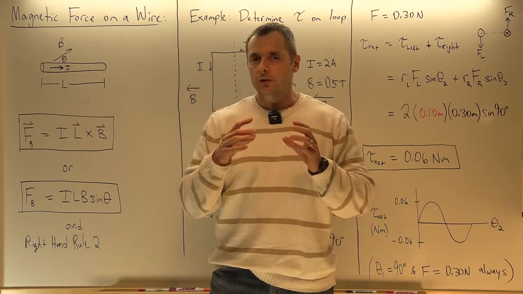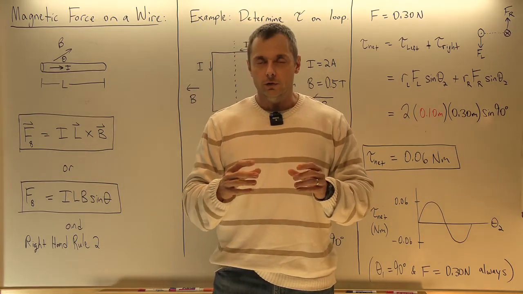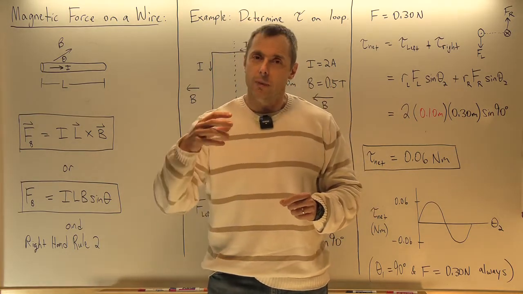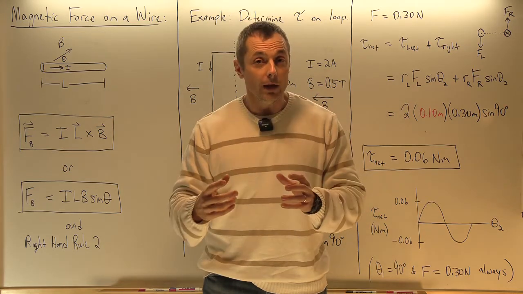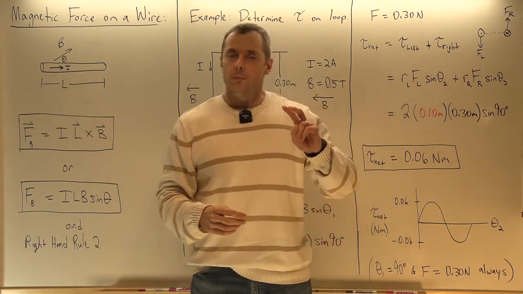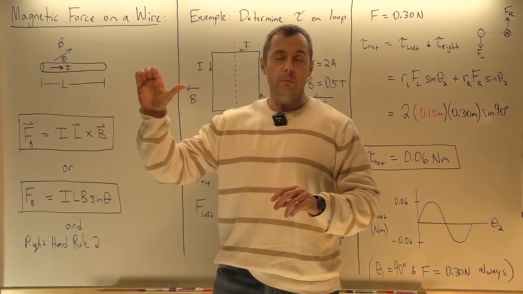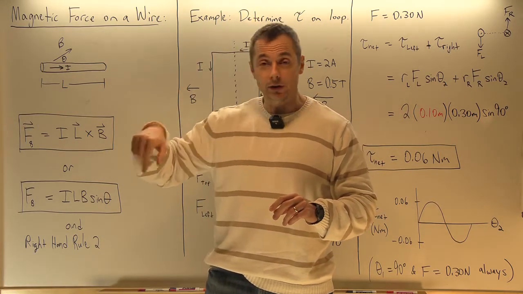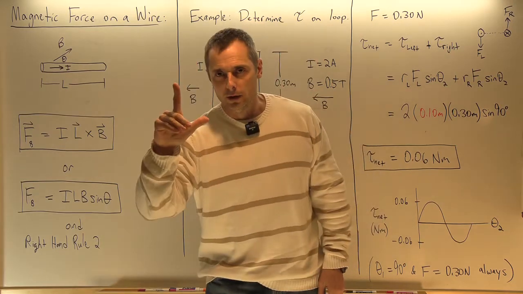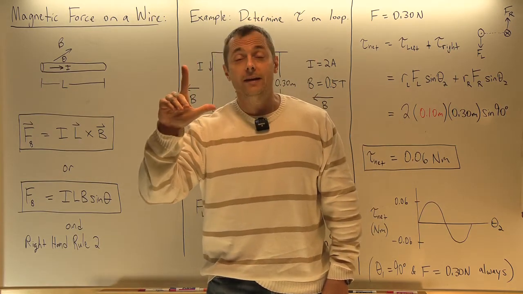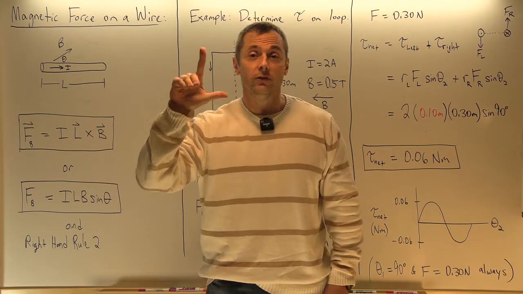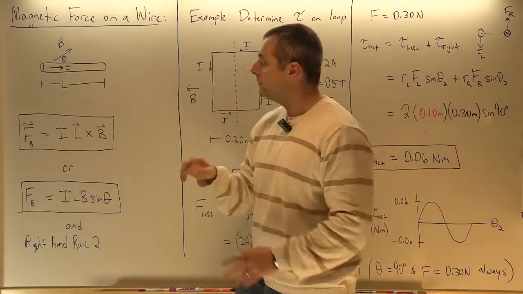Now, when it comes to determining the magnetic force, we need an equation for the magnitude and we need the right-hand rule for the direction. Remember, there are two right-hand rules. This one is to help us find the direction of the magnetic field around a wire. This one is to help us find the direction of the force. This is the one we need, right-hand rule number 2 today.